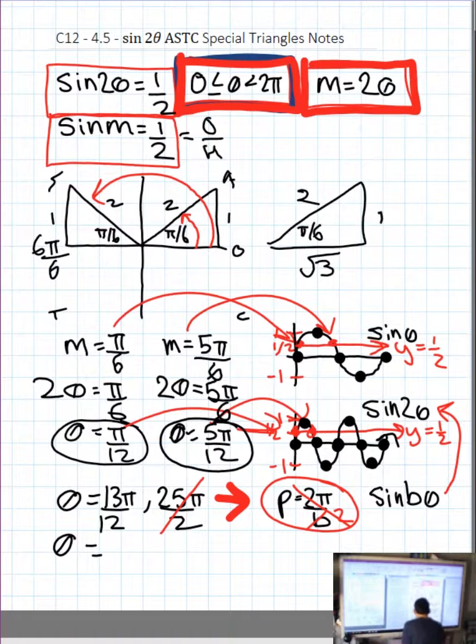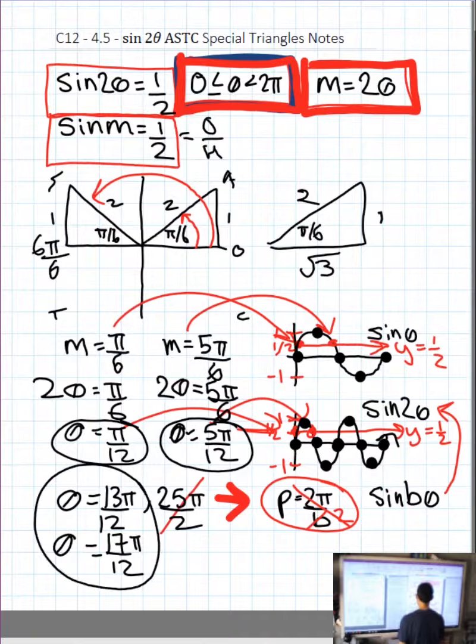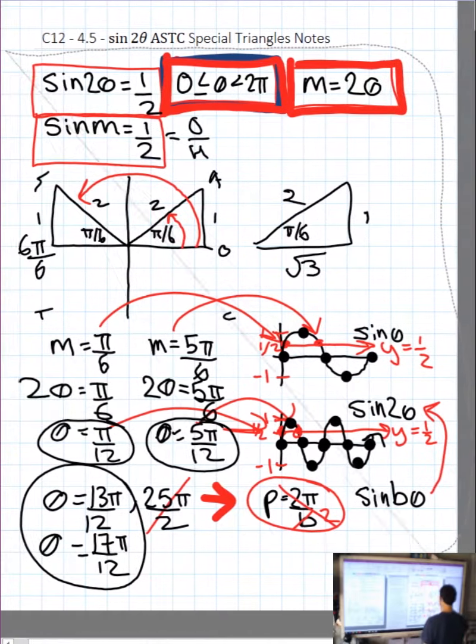So it would be 5 pi over 12. Whoops, excuse me. So it would be 5 pi over 12, 5 pi over 12 plus 12 pi over 12 would be 17 pi over 12. And I'm not going to add it again. I know it's outside. I don't need to reject it. So now I have those 4 answers. So those are my answers between 0 and 2 pi.